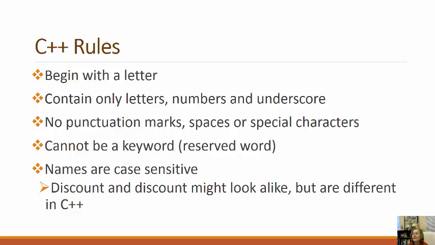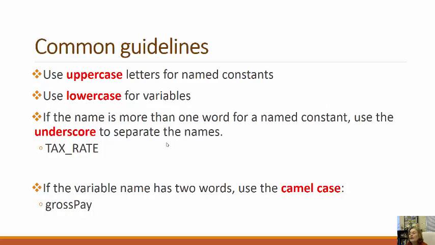Names are case sensitive, and this is the most commonly missed thing that students do in programs. For example, if you look in this screen, discount with a capital D and discount with a lowercase d might look alike to you, but they are not the same in C++ because one begins with a capital D and one begins with lowercase. So you want to keep that in mind. These are common guidelines that we use in C++.